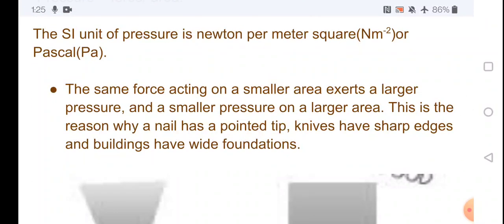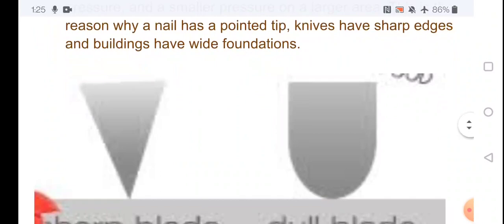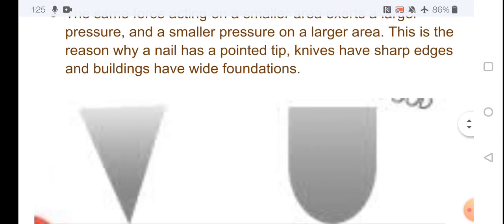The same force acting on a smaller area exerts larger pressure. See the picture. In the first picture, there is a sharp tip. That means the area is less, but the pressure is more. That's why we use sharp-tipped knives, nails, etc.